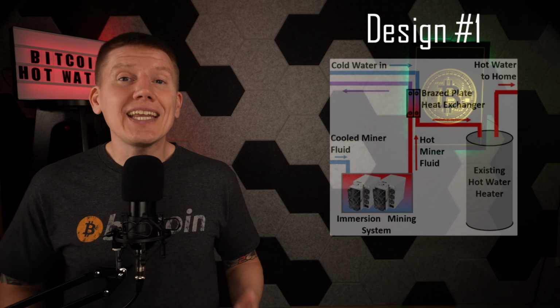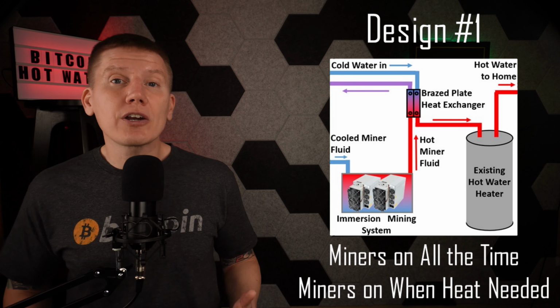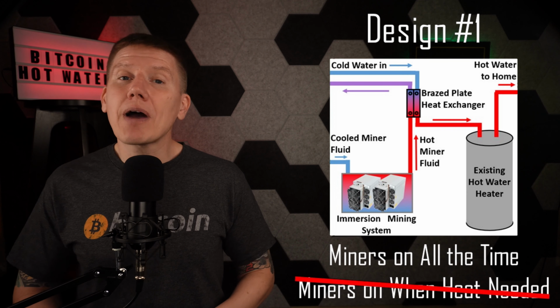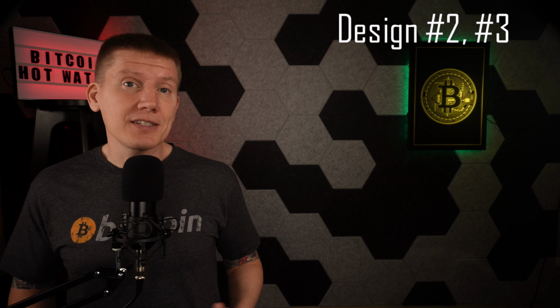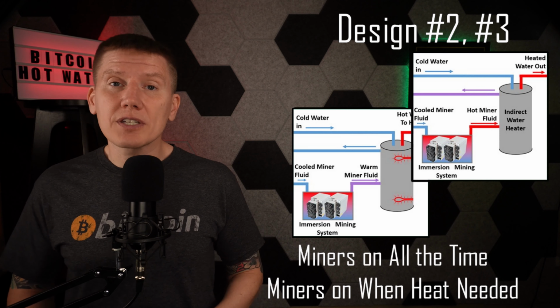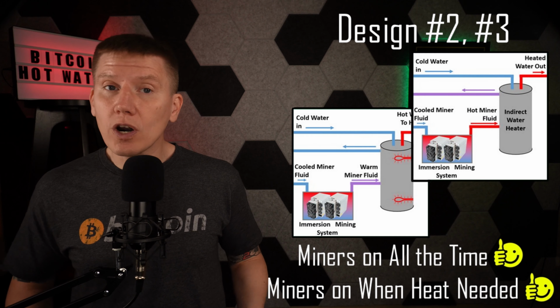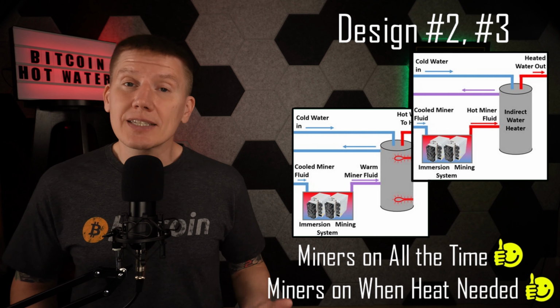If you're using that first design of installing a heat exchanger before your existing home hot water heater, turning the miners on and off just won't work. There's just not enough time for the miners to turn on and to come up to temperature. For the other two designs, either keeping your miners on all the time or only turning them on when you need to heat up the tank will work. It's up to you to figure out which design makes sense for your setup.